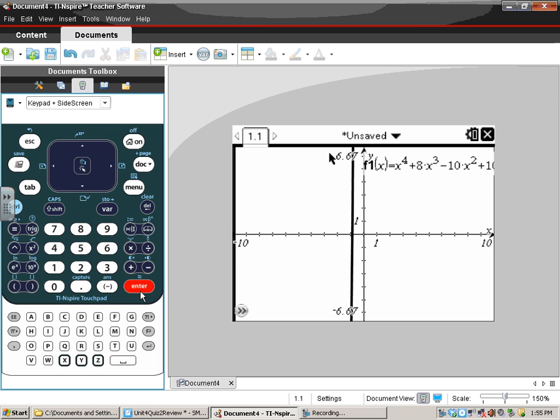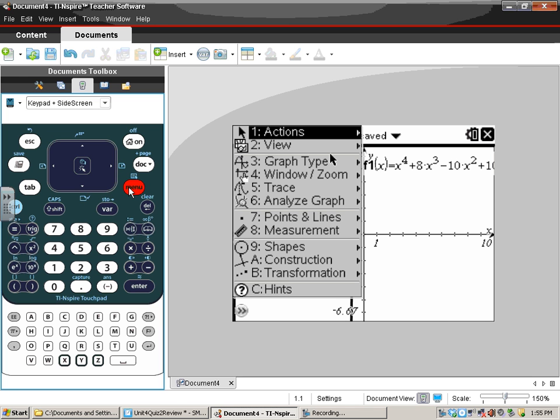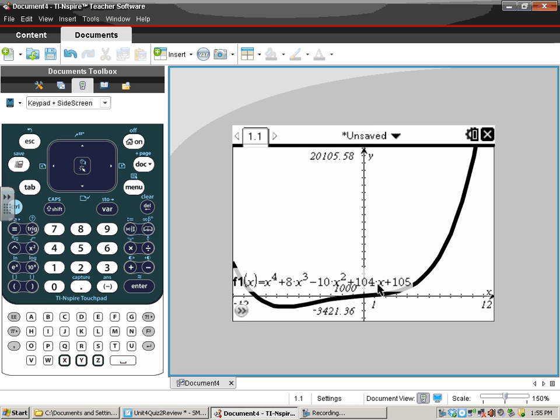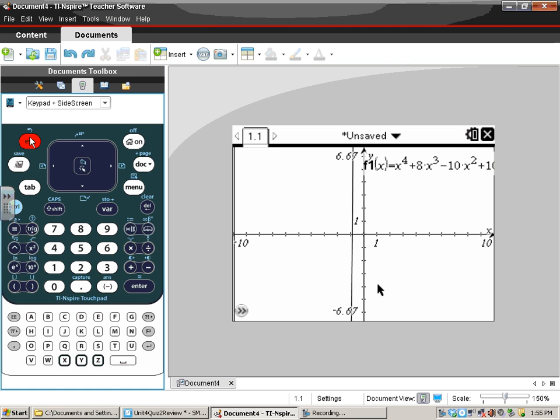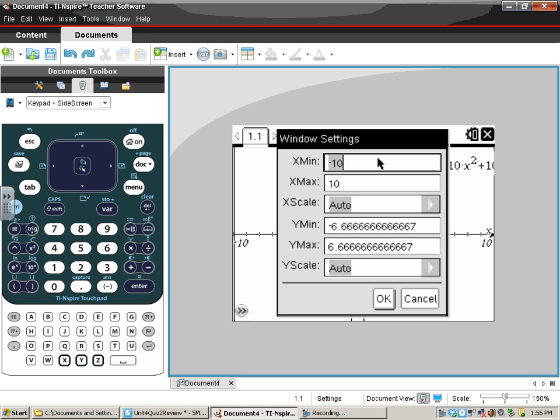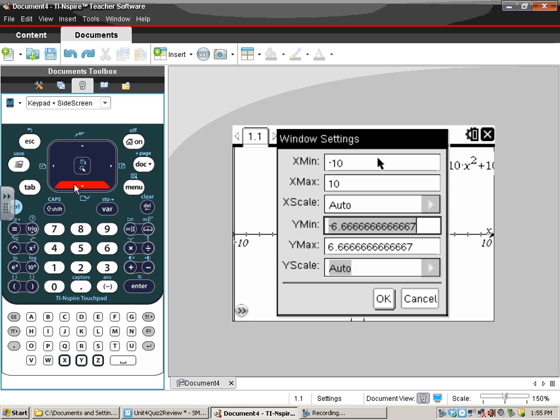So you can see I can't really see a great picture of it. So one thing we could try is menu, window, zoom fit. I do that, that zooms out way too far. So I'm going to press Control undo. And let me just change the window manually. Window settings. I know that I need to change my Ymin and my Ymax because that's where I'm having trouble seeing it. So let's just make our Ymin.